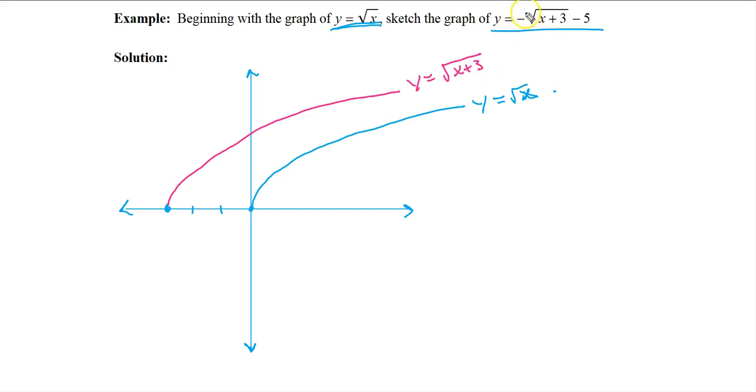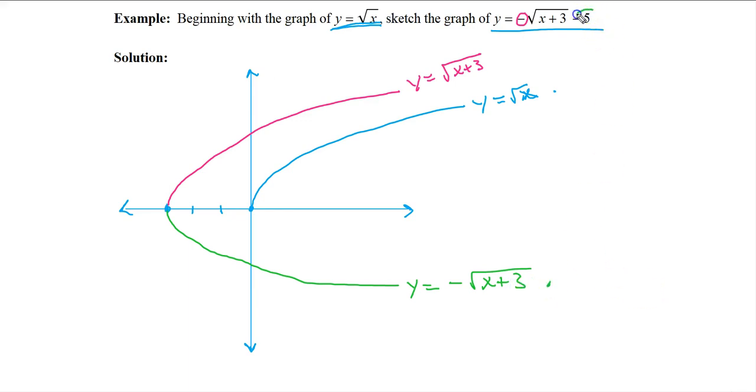Now let's take into account the negative right here. What will that do to the graph? Well, that will flip it about the x-axis. So that will give us this graph. Something that looks like that. So that now is our graph of y equals negative the square root of x plus 3.